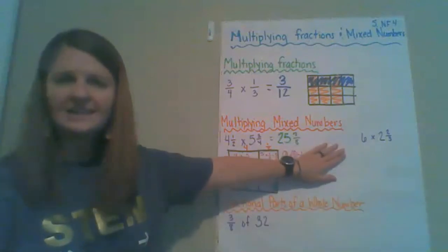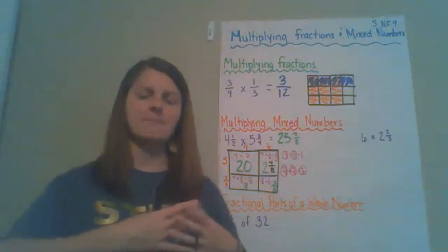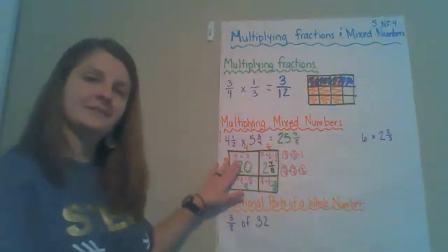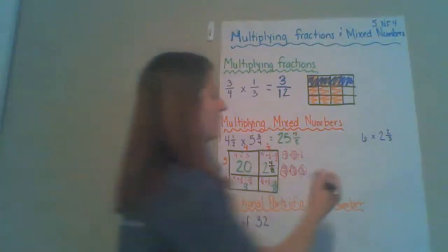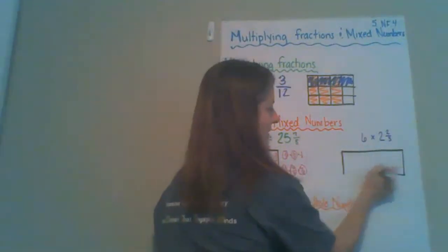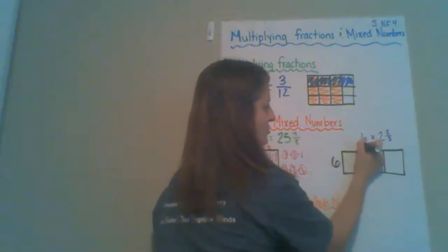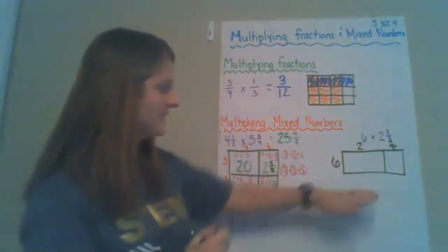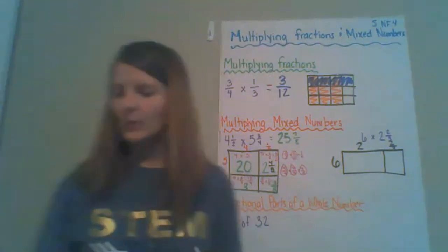Let's look at this one right here. This one is a whole number times a mixed number. So I'm wondering if I can use a similar strategy to this, but it is going to look a little bit different, okay? So I would set it up this way. I've got 6 times 2 and 2/3. I don't have anything down here because 6 didn't have a fractional part with it, okay?